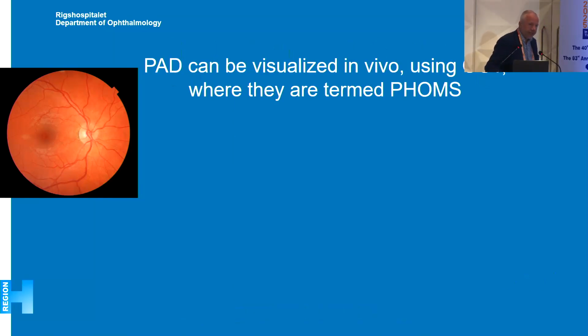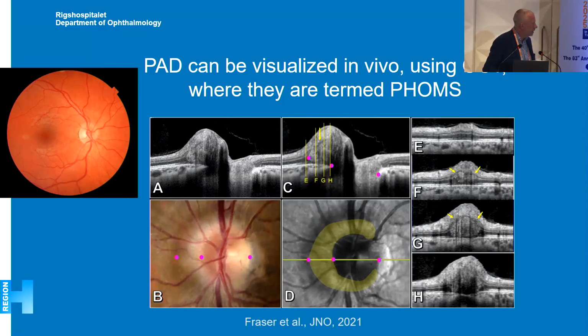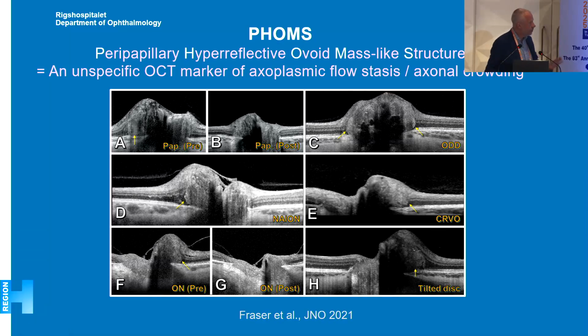These PAD can be visualized in vivo using OCT, and here we term them FARMs, peripapillary hyperreflective ovoid mass-like structures. We described these in 2018, so we've known them since then. So this is how a FARMS looks like. It's peripapillary, it's hyperreflective, it's in 2D section, it's ovoid, it's mass-like, and it's a structure you can see. It's present in all kinds of optic disc edema.